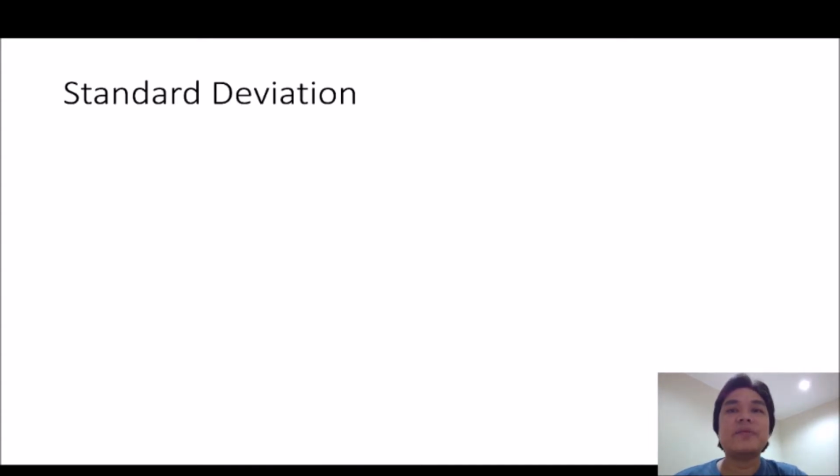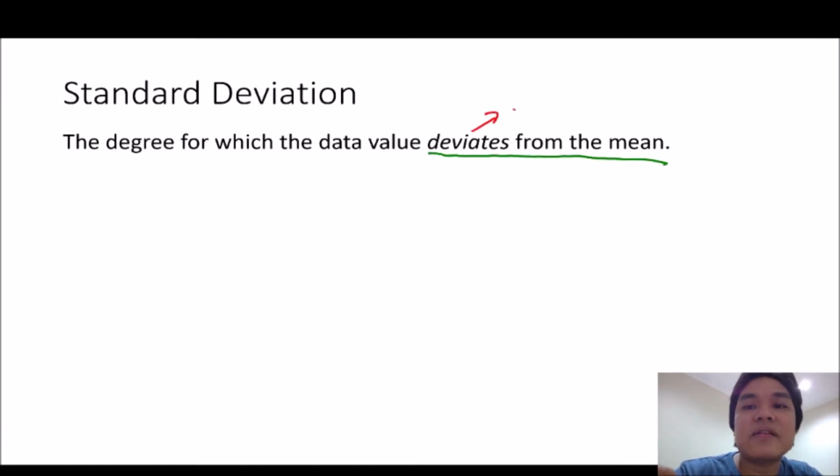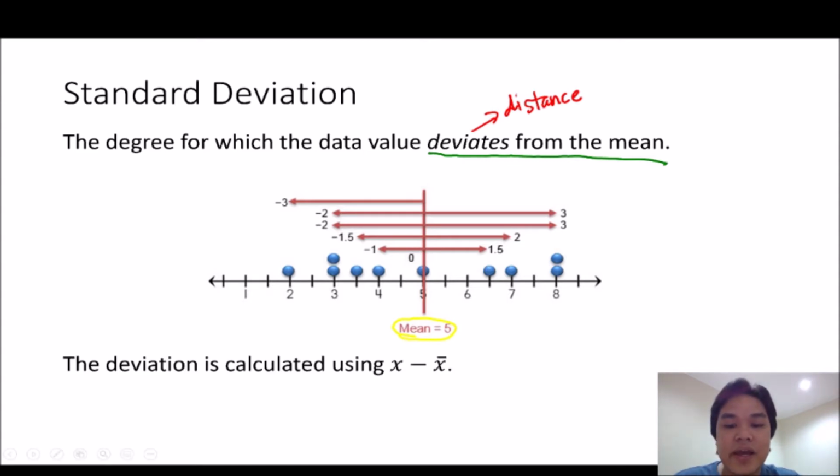Okay, so let's start with the standard deviation. The standard deviation is the degree to which the data values deviate from the mean. When we say deviates from the mean, we're talking about the distance of each data value from the center of the distribution. Suppose we are given this distribution. The center of the distribution is actually 5. To compute the deviation, we will use the formula x minus x bar, where x represents the score and x bar represents the mean.